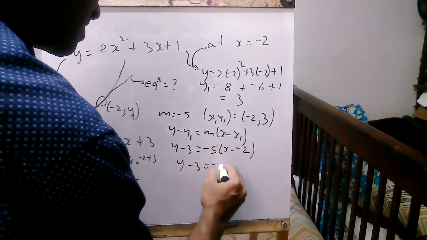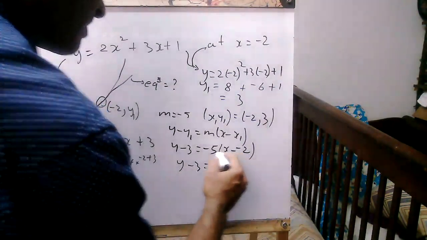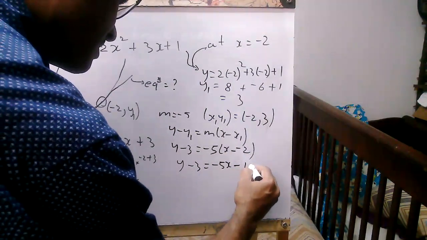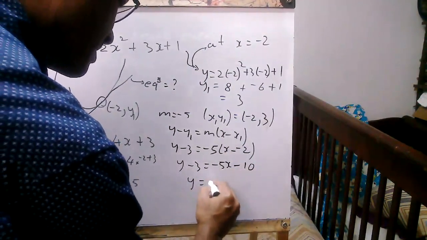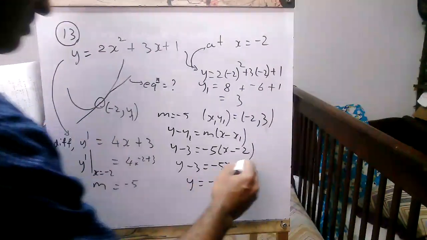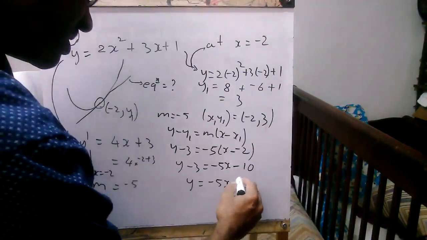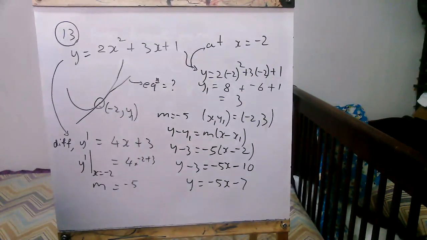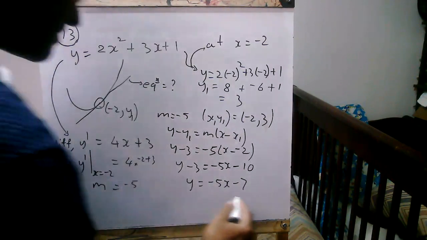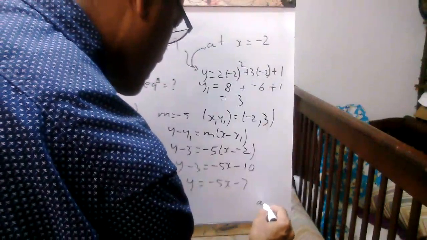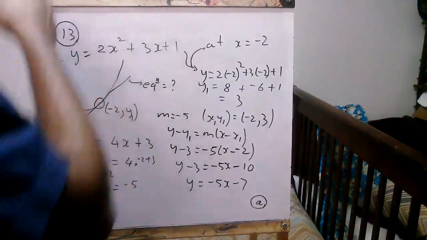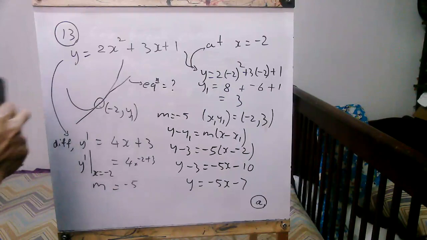y minus 3 equal to negative 5 times x plus 2. This is positive. y equal to negative 5x, move this to the other side, positive 3 is negative 7. Negative 5x minus 7. The answer is choice A. Right?